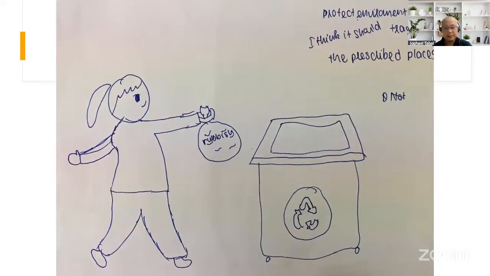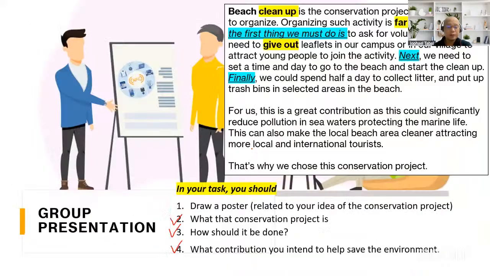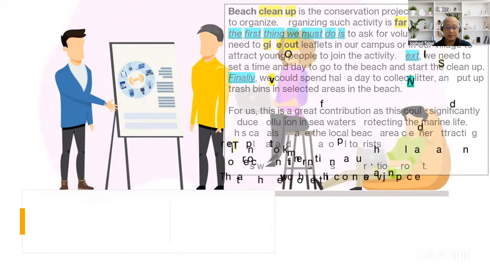Putting out, what is that? Having different trash bins. And that's it. So again, what you need to do here, everyone, is think of one conservation project which you think can help save the environment. So that is your task.